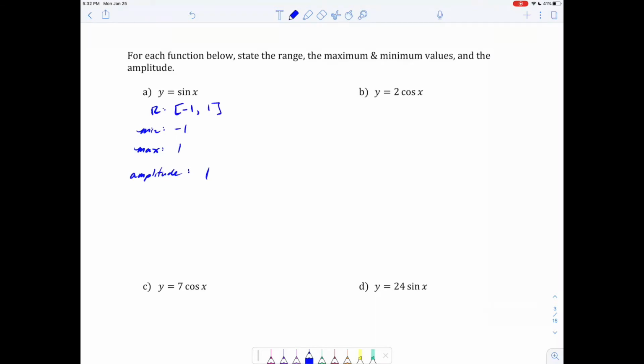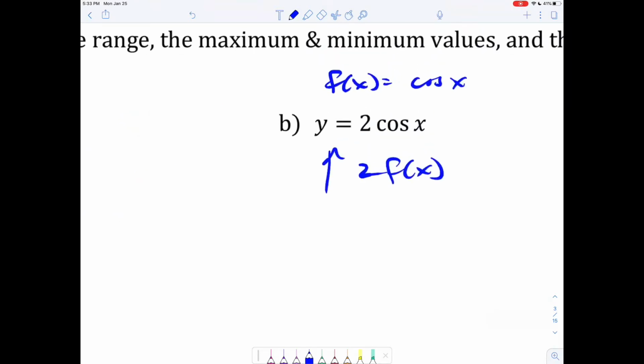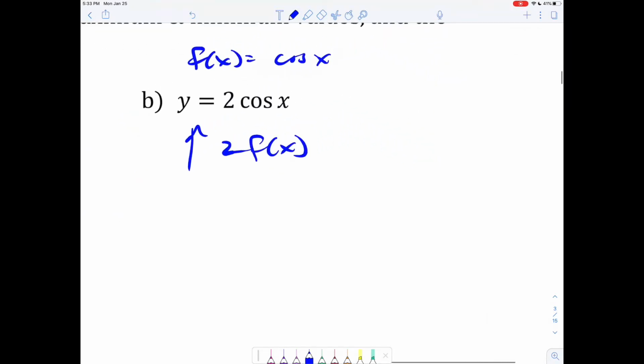How does that change when we have something like 2 cos x? Well, if f of x is equal to cos of x, then over here we've got 2 f of x. And from our knowledge of transformations, that means that we have a vertical stretch factor of 2. What does that do to everything?